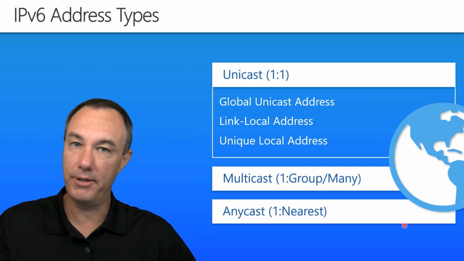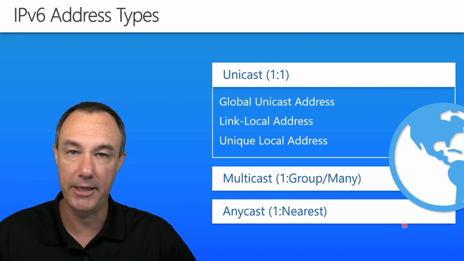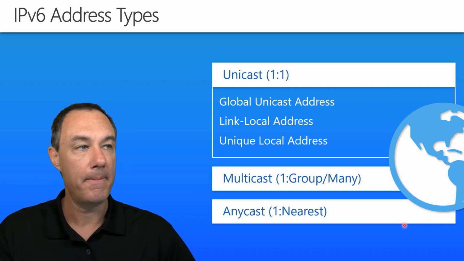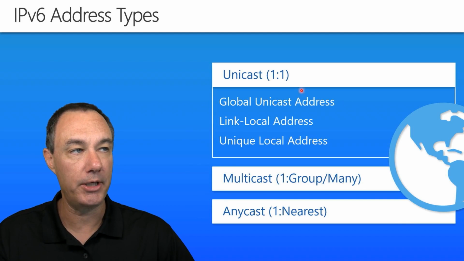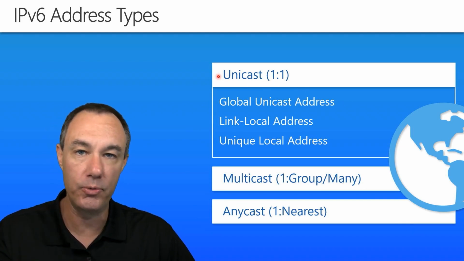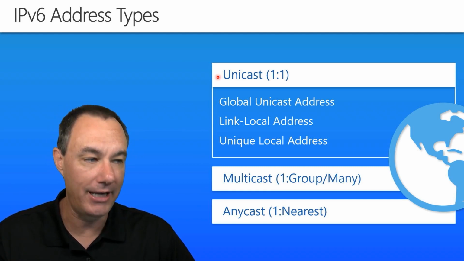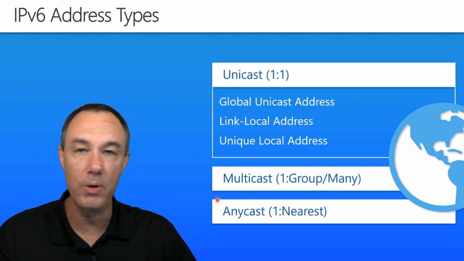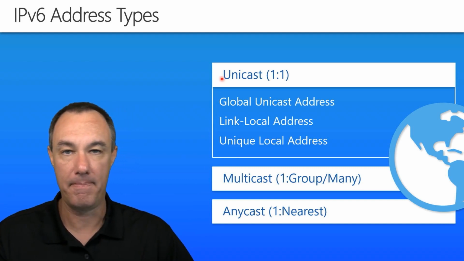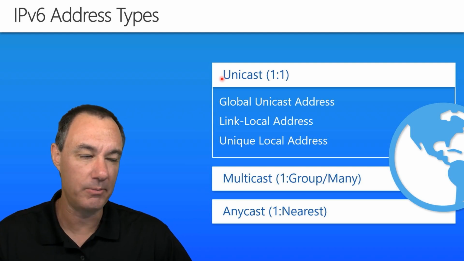Now, one of the things that's really interesting is they rethought a lot of the mechanisms for communication. Here are the mechanisms of communication for IPv6, and I want you to tell me which is new and which one is missing. Unicast, multicast, anycast. Which one is new? Which one is missing?